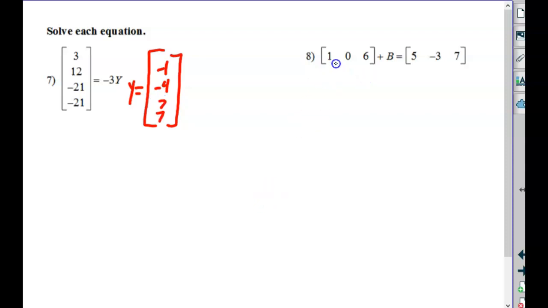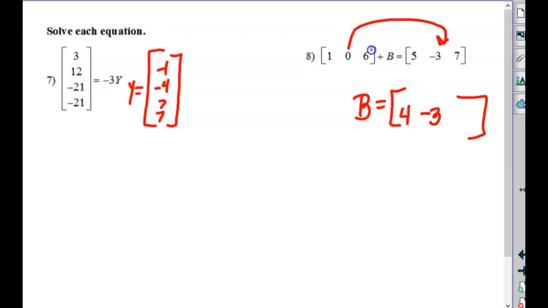This one says what added. Now they are the same size. So we could just subtract, otherwise we could just think about what B had to be. 1 plus what became 5? 0 plus what became negative 3? Negative 3, right? 0 plus negative 3 became negative 3. 6 plus what became 7? We good? Okay.